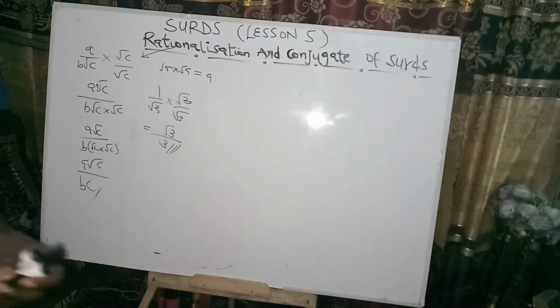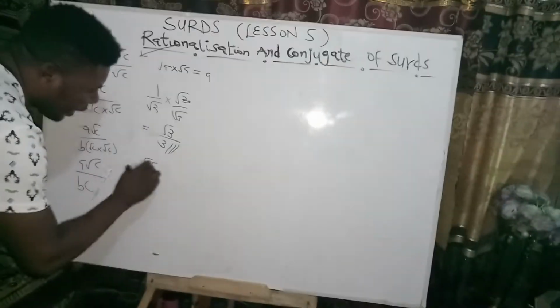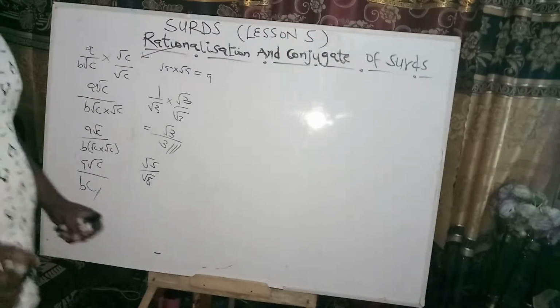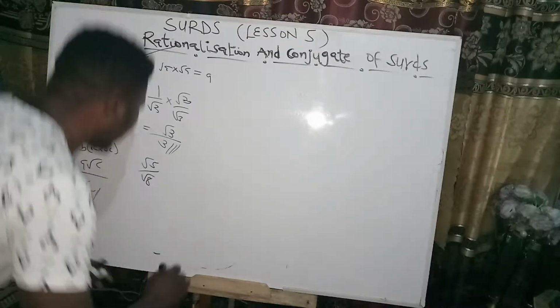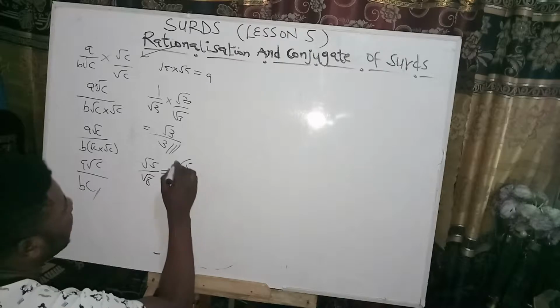Let's take a different example. When we get root 5 over root 8, what we are going to do over here is that we should take serious note. What we are going to do here is maintain this root 5.